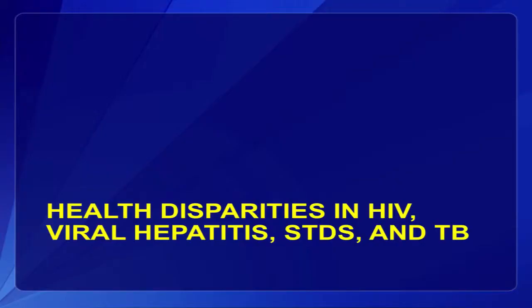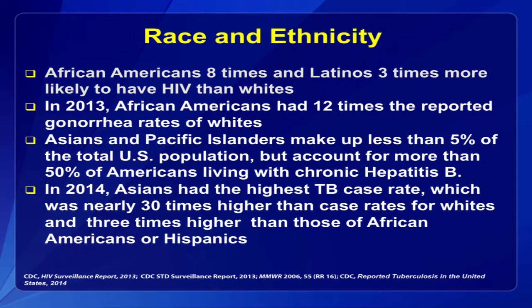So, shifting focus, and time is going, but I'm going to keep talking. Talk about the health disparities in HIV, viral hepatitis, STDs, and TB. Race and ethnicity: African Americans are 8 times, and Latinos are 3 times, more likely to have HIV than whites. In 2013, African Americans had 12 times the reported gonorrhea rates of whites.